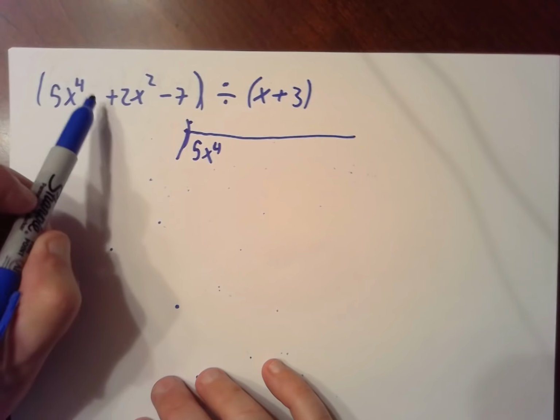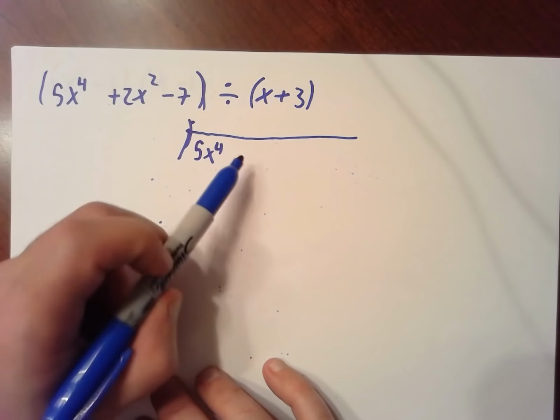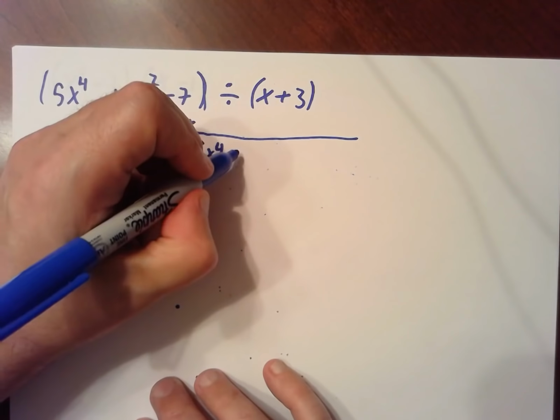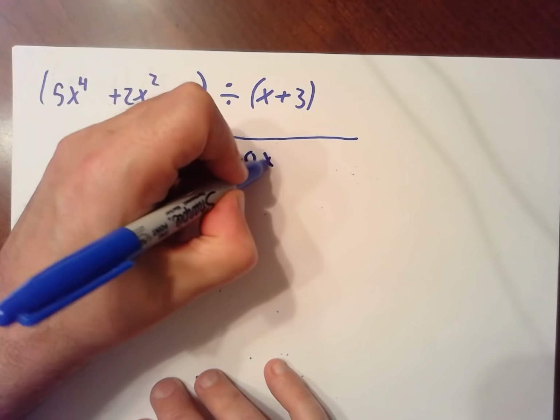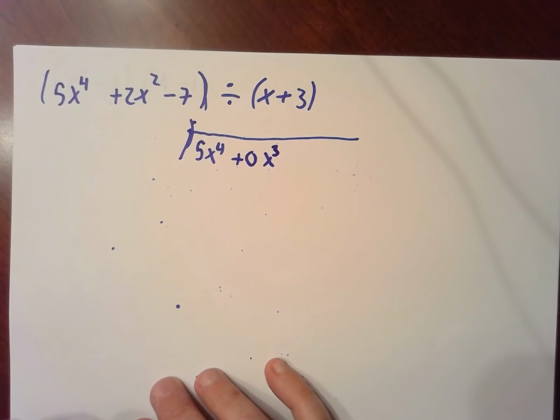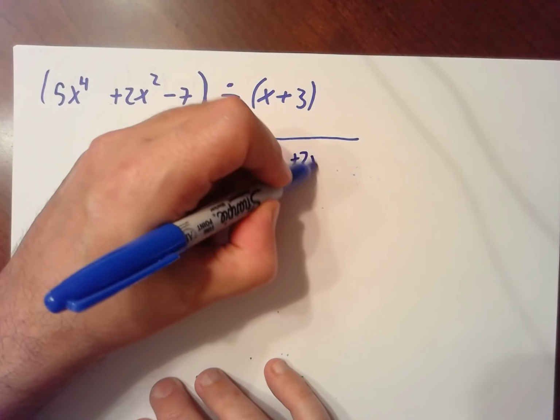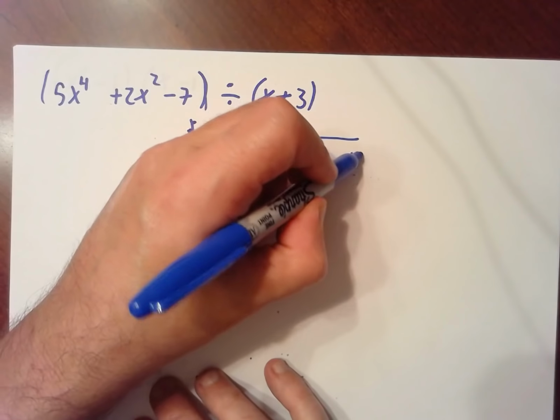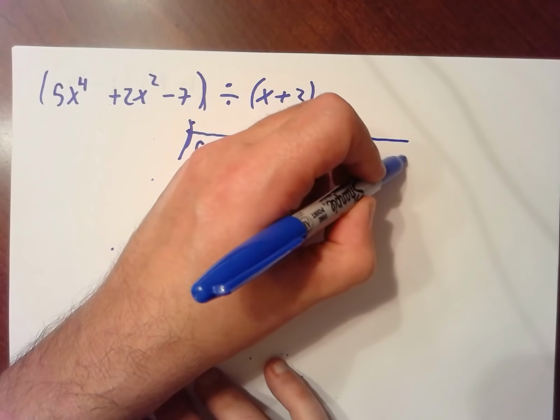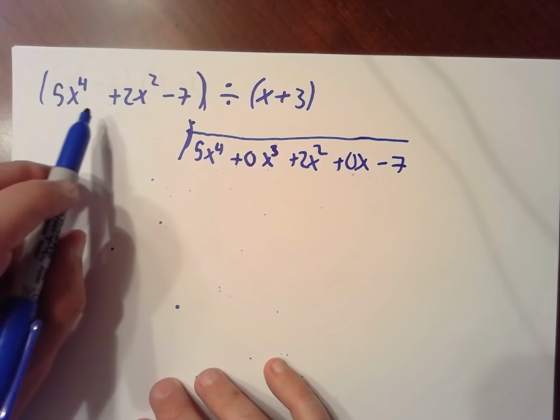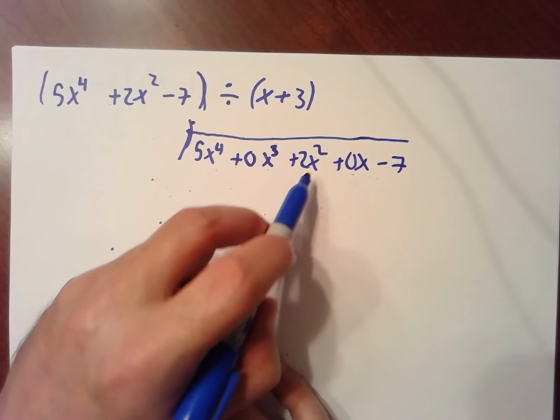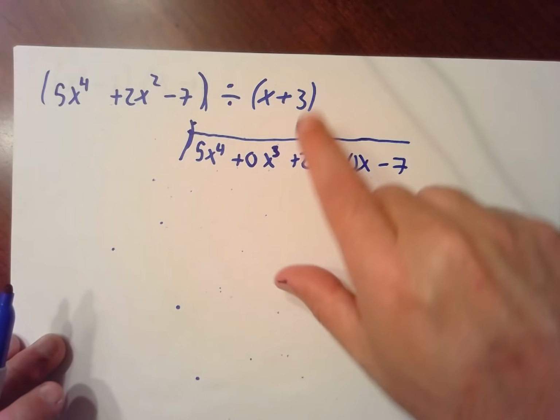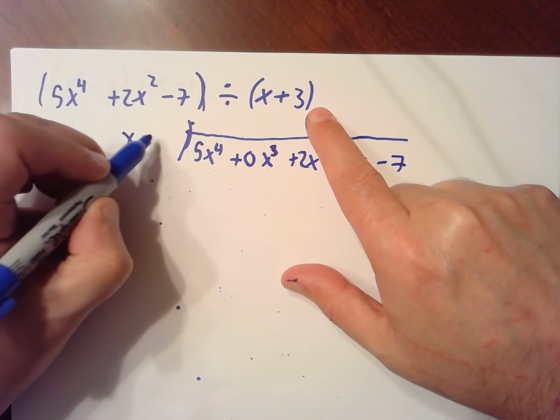The same thing here. I don't have an x cubed. I have to have an x cubed. How many x cubes do I have? I have 0 x cubes plus 2x squared. How many x's? There are none. Plus 0x minus 7. If you have any powers of x missing, you have to fill those in with 0 times that power. We're dividing by x plus 3. That goes outside.